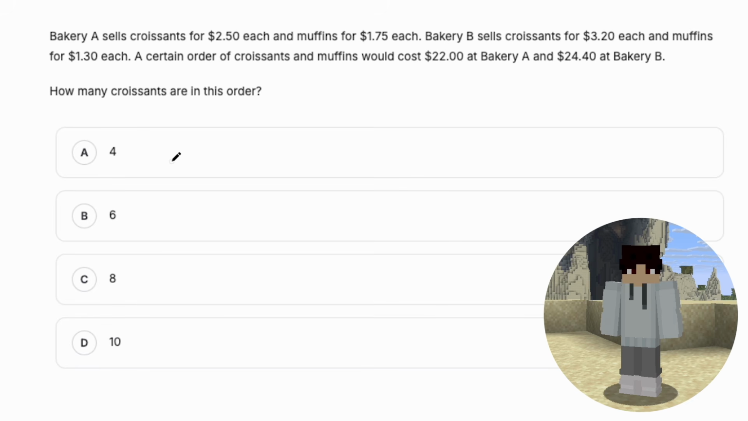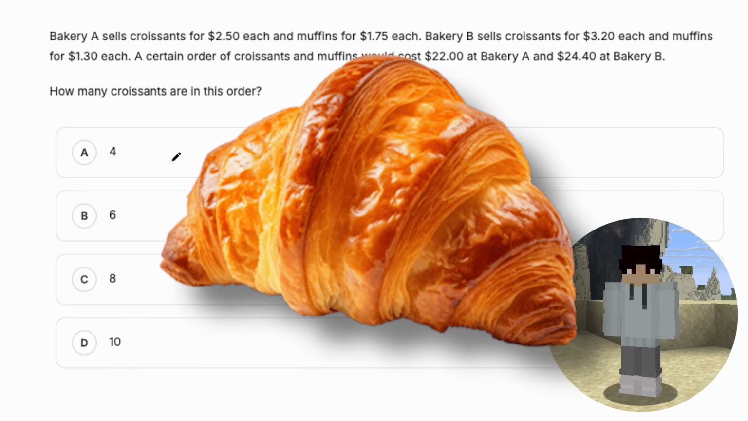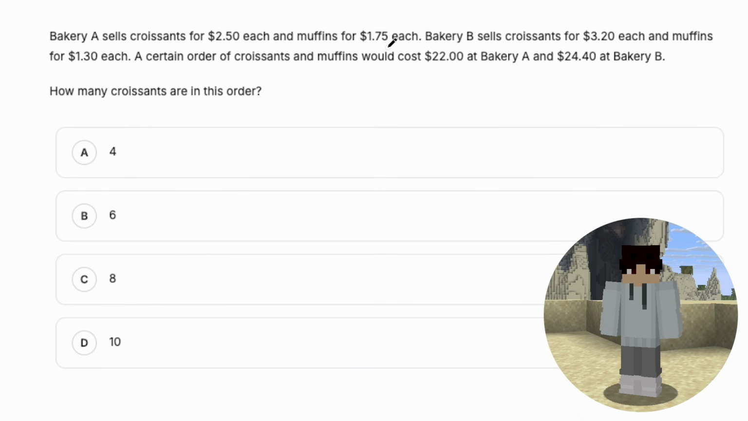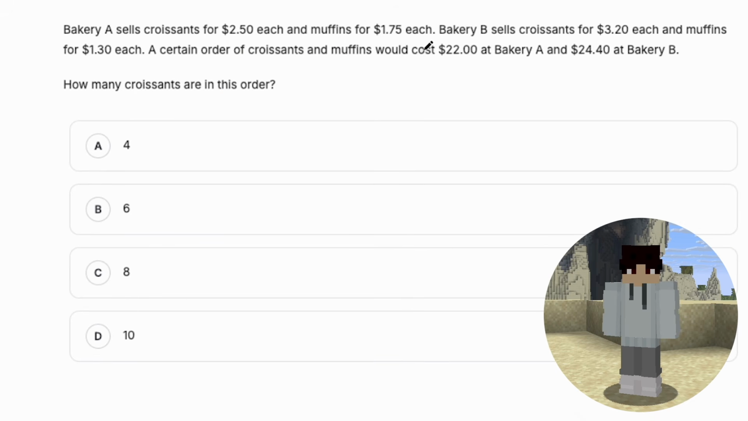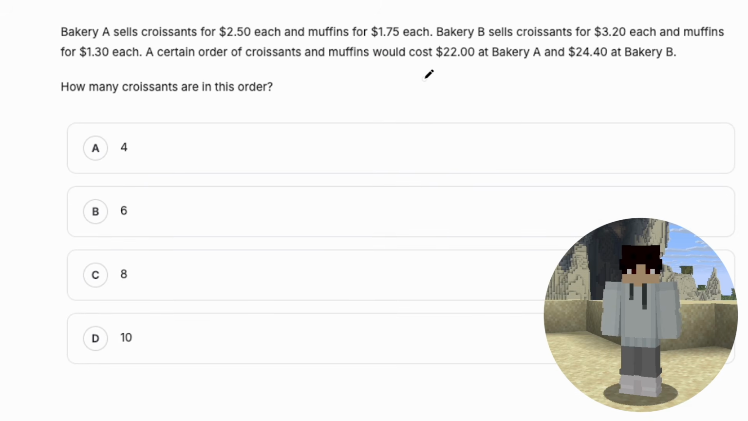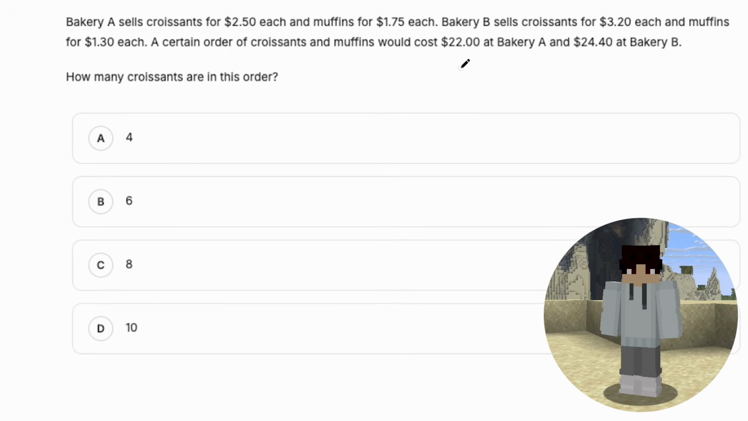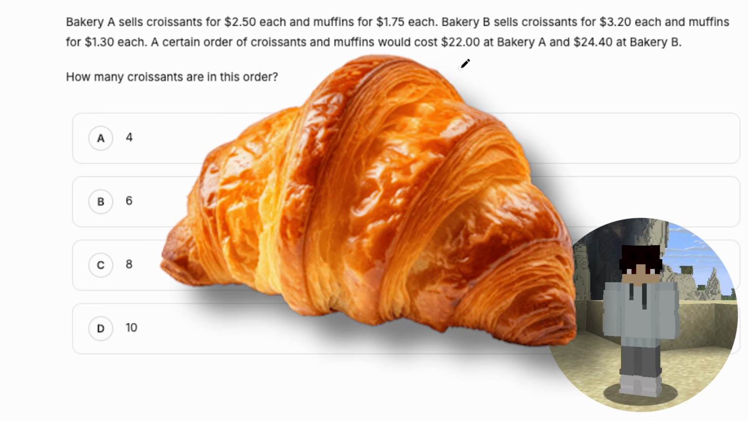Bakery A sells croissants for 2.5 each and muffins for 1.75 each. Bakery B sells croissants for 3.2 each and muffins for 1.3 each. A certain order of croissants and muffins would cost 22 at Bakery A and 24.4 at Bakery B. How many croissants are in this order?